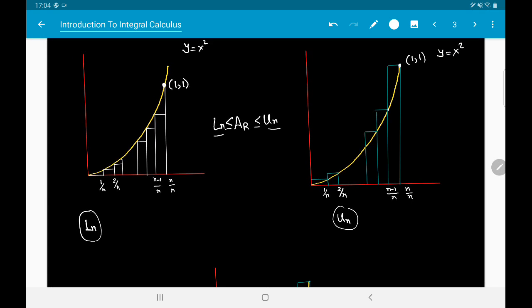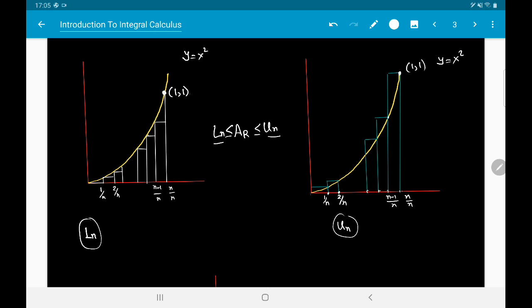So let's see what we have done. We have divided this interval [0, 1], which is the base of the region that we are interested in, into n equal parts. So what are the points on the x-axis on the partition? These are 1/n, 2/n, 3/n, etc., up to (n minus 1)/n.